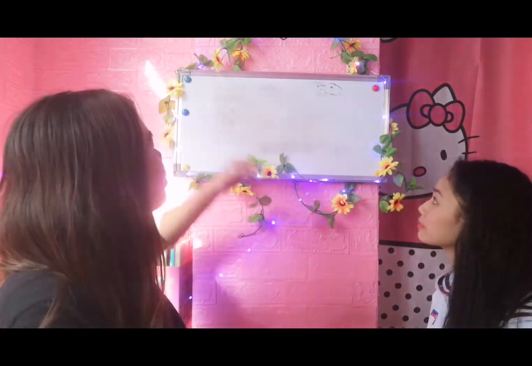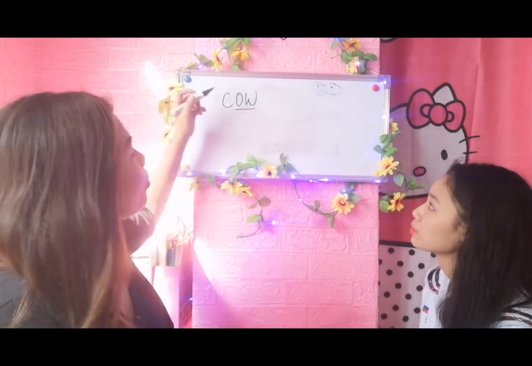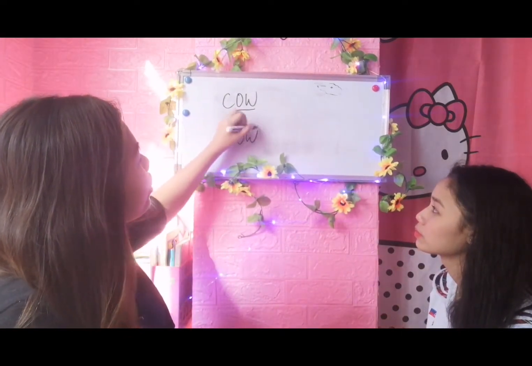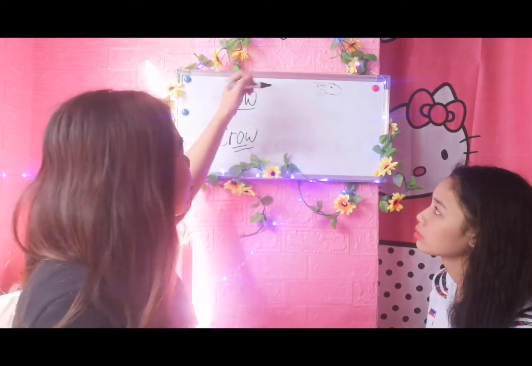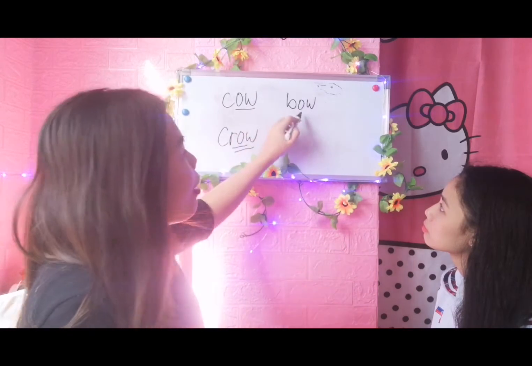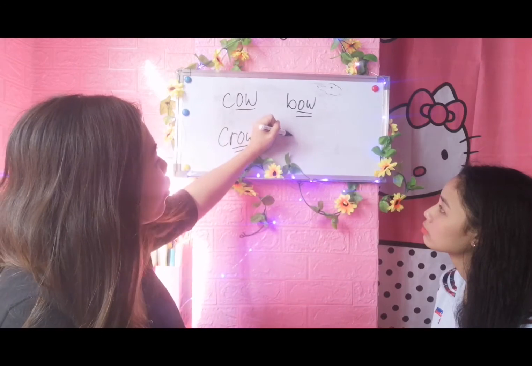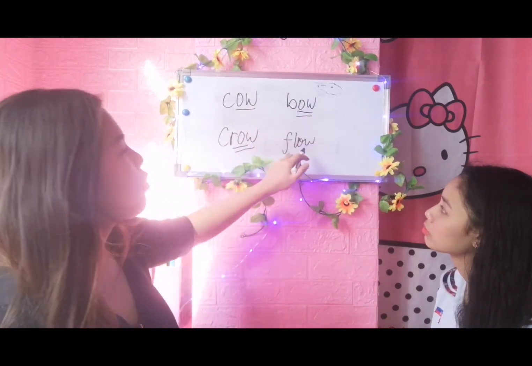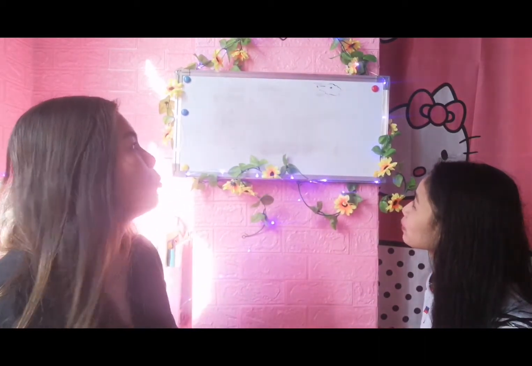So now for rule number 8, the vowel pair OW may have either the sound heard in cow or the sound heard in crow. Okay, for example, cow, cow, or crow, crow. Another example is bow, bow, or flow, flow. So now, could you give us an example with an OW pair?